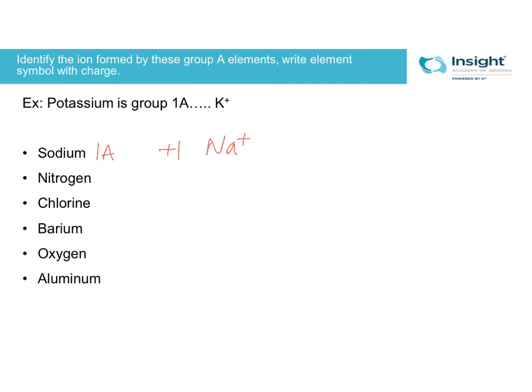Nitrogen is in group, it's changing tools on me here. 5A forms a -3 ion, so this would be N3-. Chlorine is in 7A, which means it forms a -1 ion, so it'll be Cl-. You can put a 1 in there. The 1 is unnecessary, but it's not going to hurt it any. Barium is in 2A, which is +2, so it's going to be Ba2+.